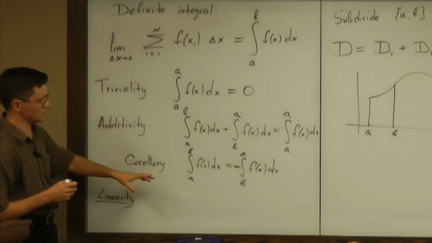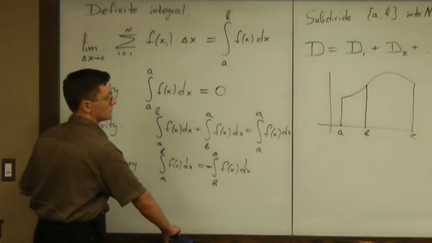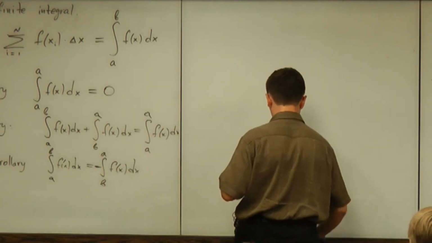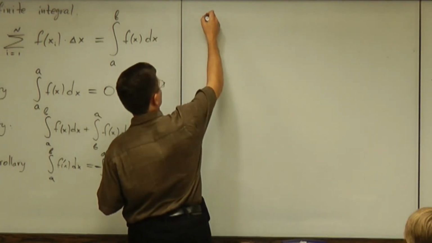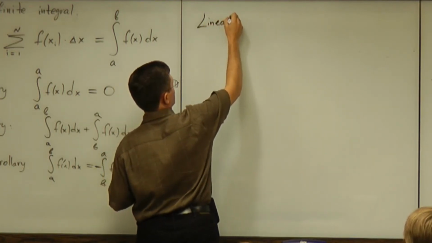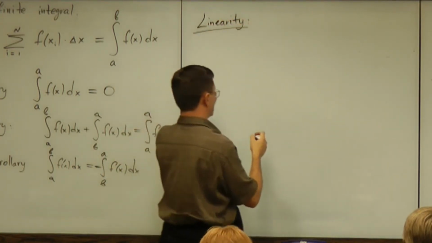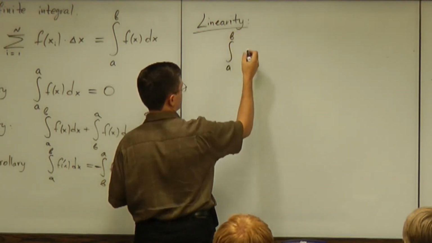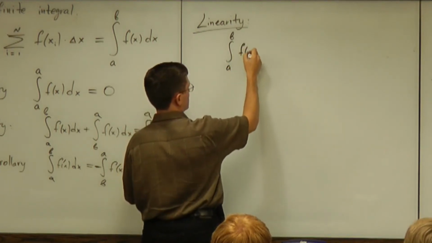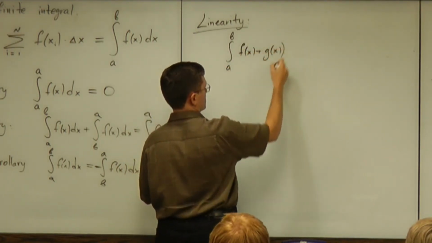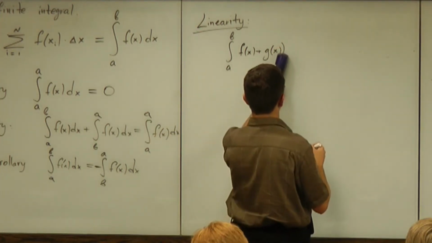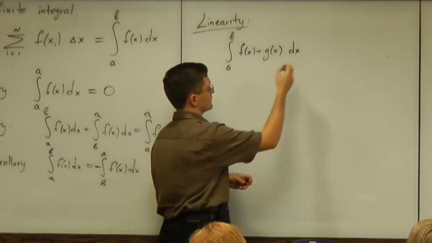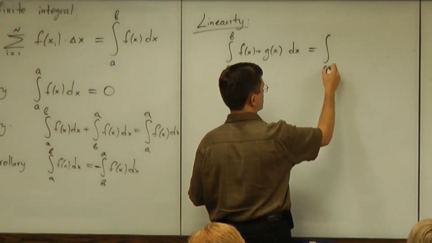Now, this property is about, let me write it down on this board. It has two pieces. The first claim is that if you have an integral from a to b of the sum of two functions, then it is equal to the sum of the integrals.